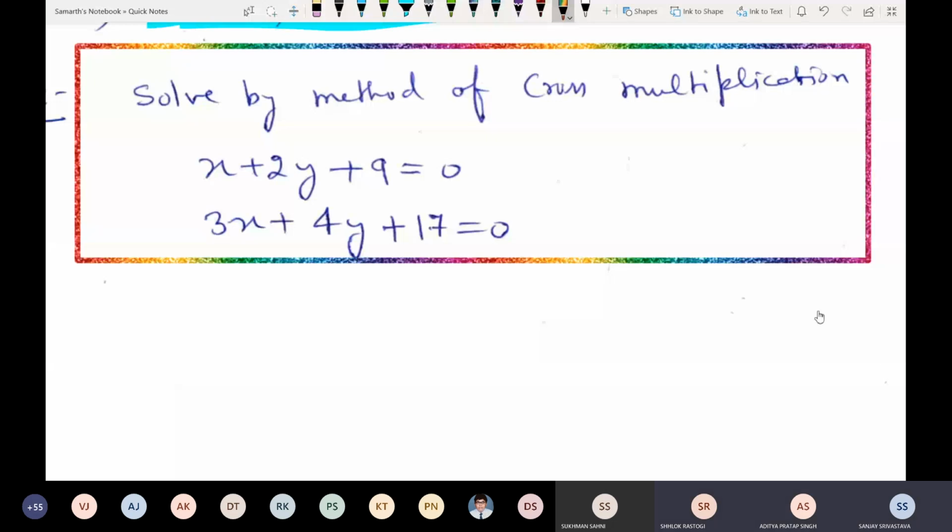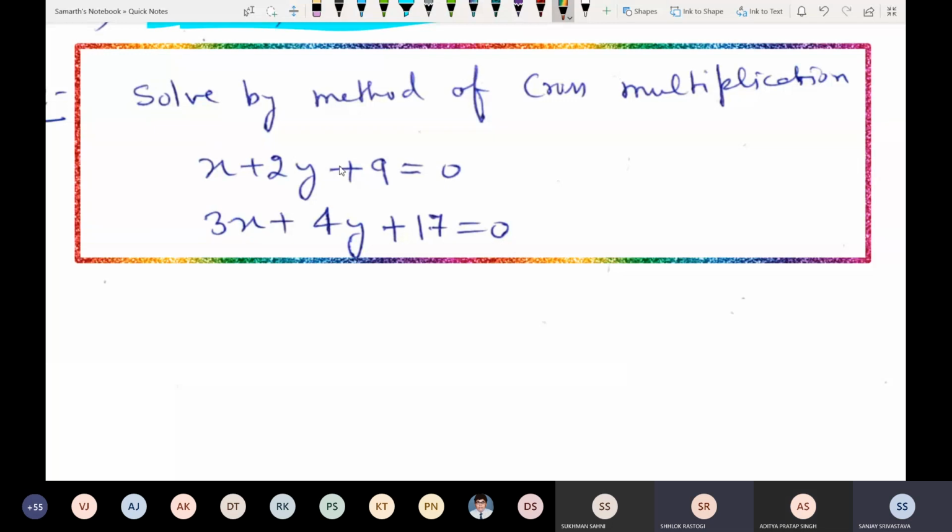Aditya Pratap Singh, yes, sir. Aditya, what is the problem in showing the screen like the previous boy has shown the screen to me? Sir, I can't get the option. I can tell the answer. Okay, just tell me the answer. Sir, x is equal to 1 and y is equal to minus 5. Absolutely correct.